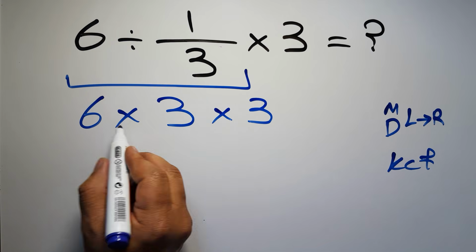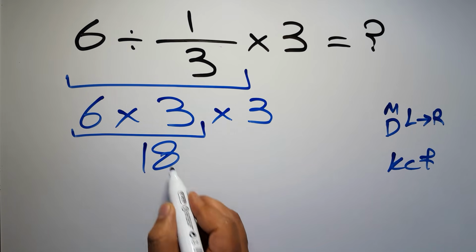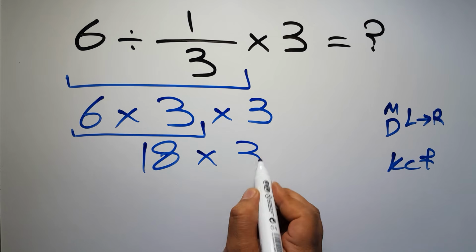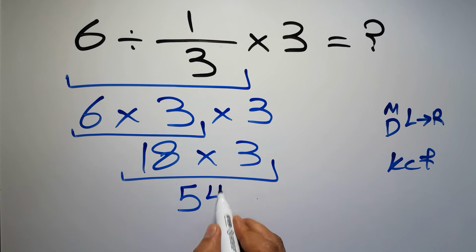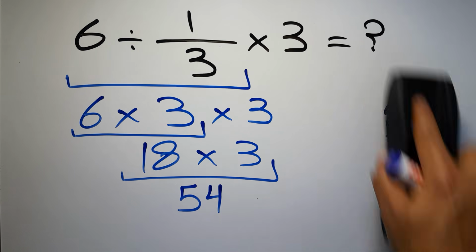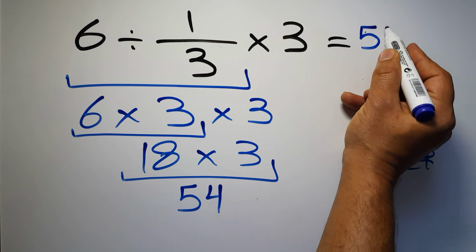Okay, 6 times 3 gives us 18, and 18 times 3 equals 54. And this is our final answer to this problem. The correct answer is 54.